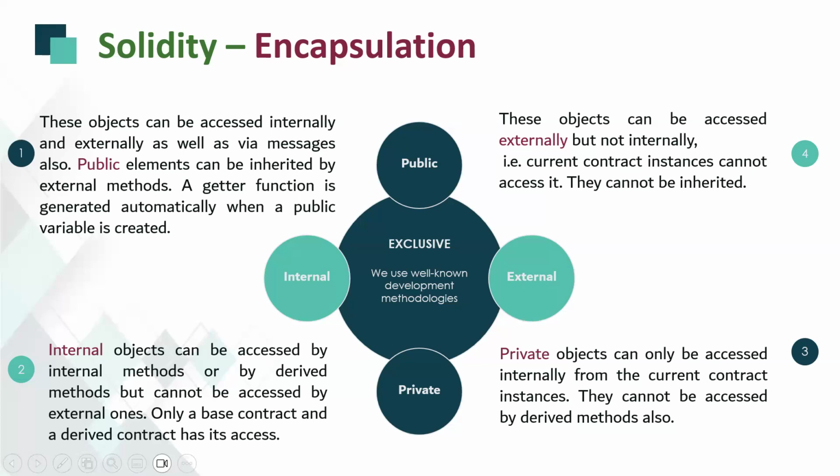About the private access here, this is the private. Private access restricts the visibility of variables and methods to only the class or object in which they are defined. So private members cannot be accessed or modified from outside the class. They are typically used to encapsulate implementation details and provide data integrity. So in Solidity, private objects can only be accessed internally from the current contract, not classes here, from the current contract instances. They cannot be accessed by derived methods also.